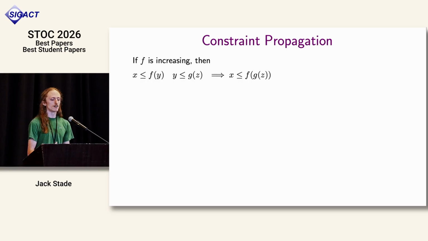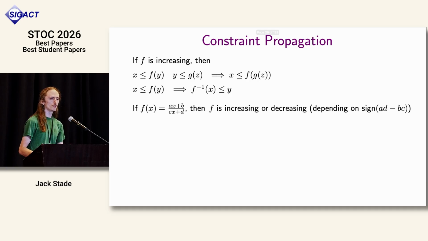So if I have constraints like x is less than or equal to f of y, and y is less than or equal to g of z, if f is a monotone function, then I can compose these to get something like x is less than or equal to f of g of z. Similarly, for monotone functions, if I have this type of constraint, I can take an inverse to move the function from one side of an inequality to the other.